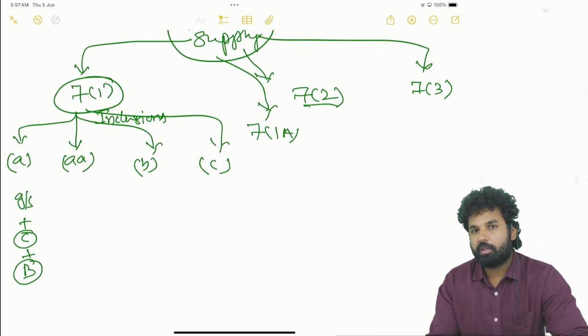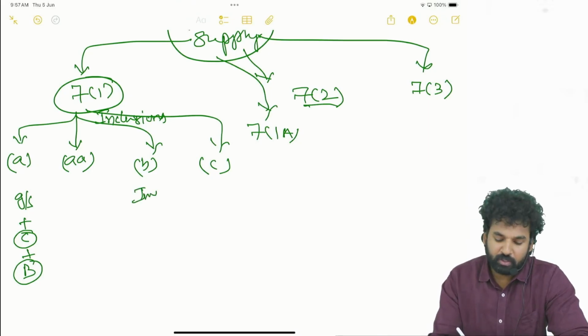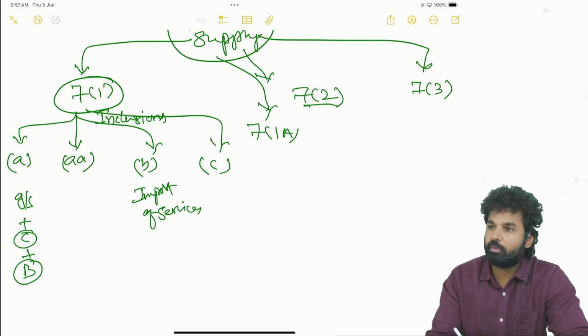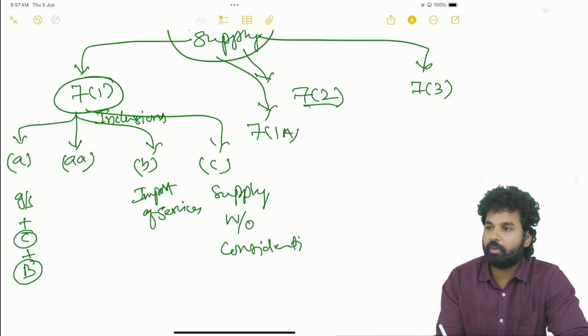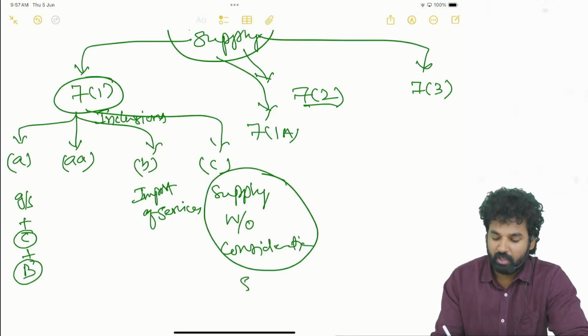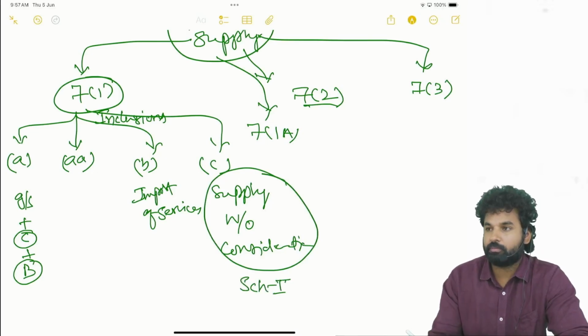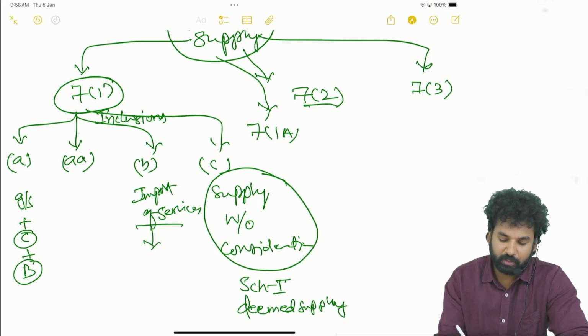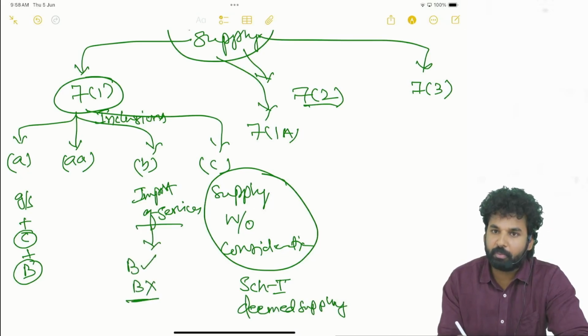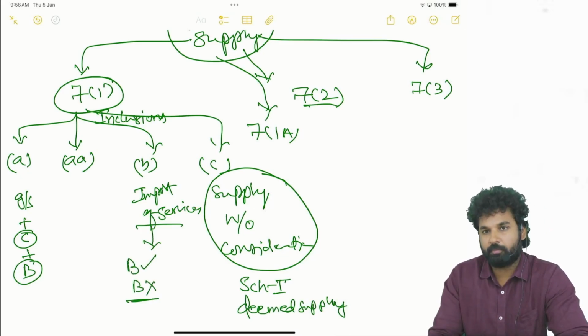In 7.1B, we are talking about importation of services, correct? In 7.1C, we are talking about supply without consideration. Even though there is no consideration, it will be regarded as supply. These are the list of activities given under Schedule 1, which is a deemed supply. Importation of services: business may be there, business may not be there, that means business can be relaxed here. With respect to importation of services, still it will be regarded as supply.